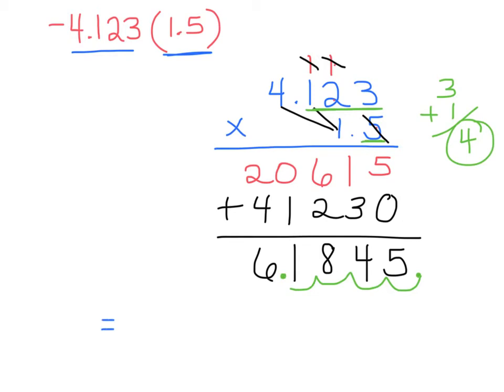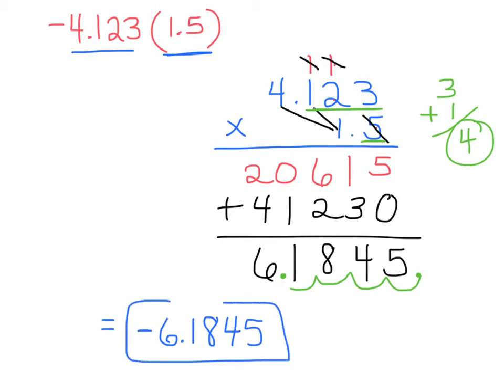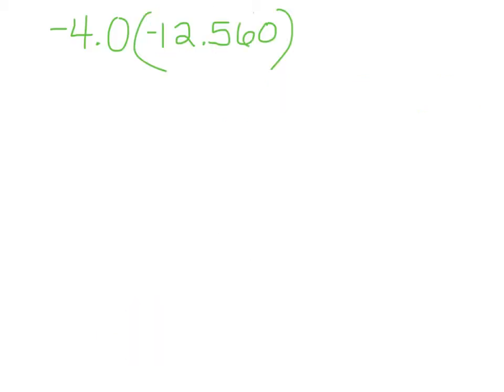So my answer is 6.1845. Okay, and then now let's figure out, is it a negative or a positive? Well, if you have one of each, a negative times a positive, it's a negative. So there's my final answer. All right, we're going to try another one.